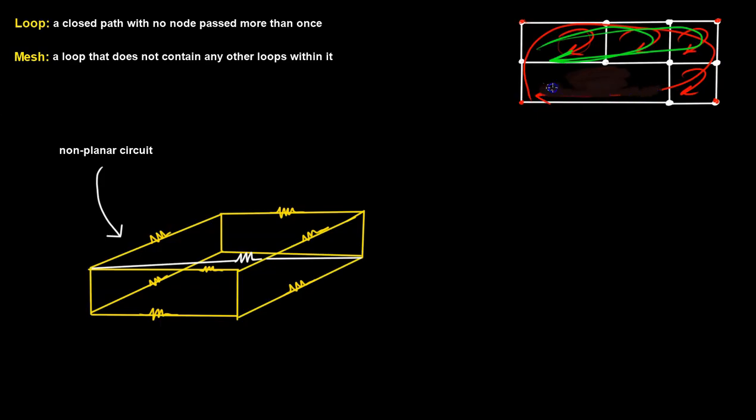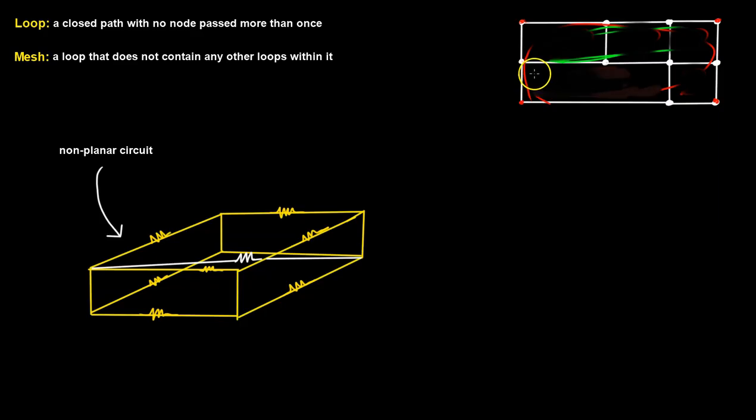So for example, this larger loop that I just cleaned up here, this would be a mesh, and so would this one here, this would be a mesh, this would be a mesh, and so on and so forth. So that is the difference between a loop and a mesh. The mesh is kind of a child of a loop. You can think about it like that.